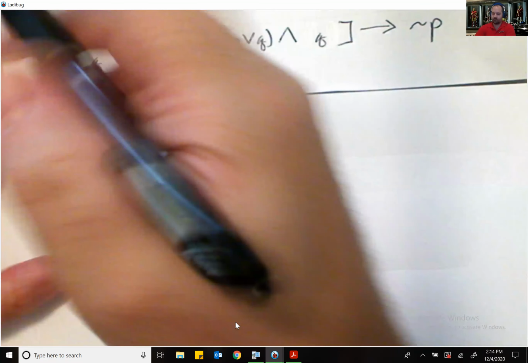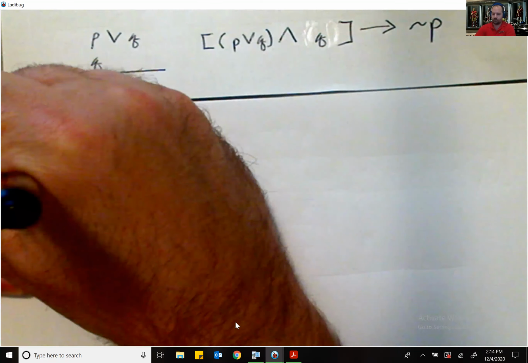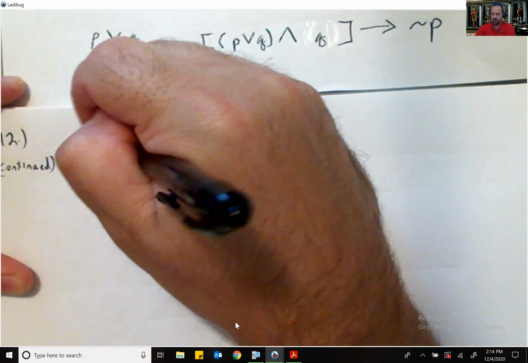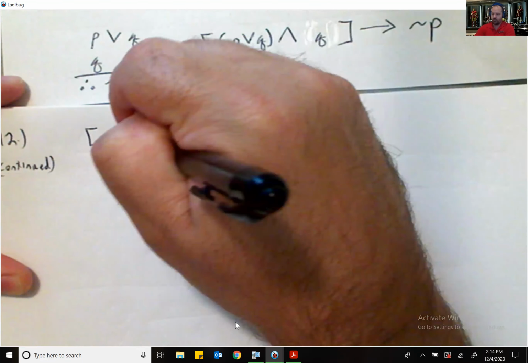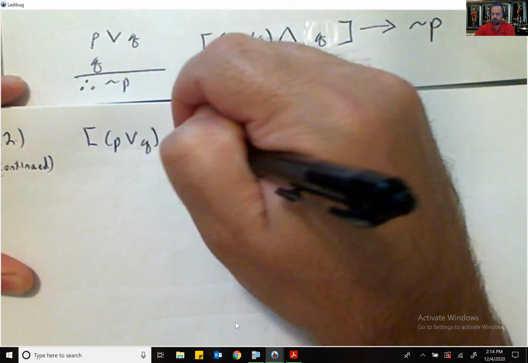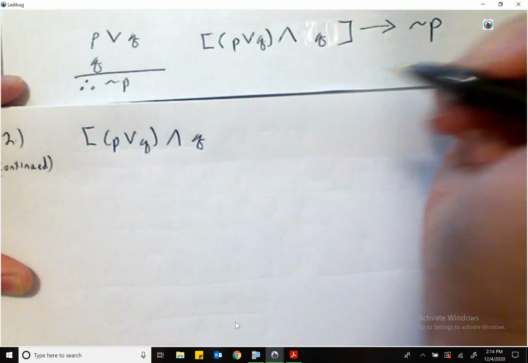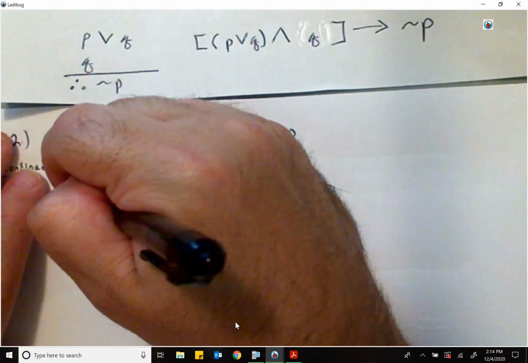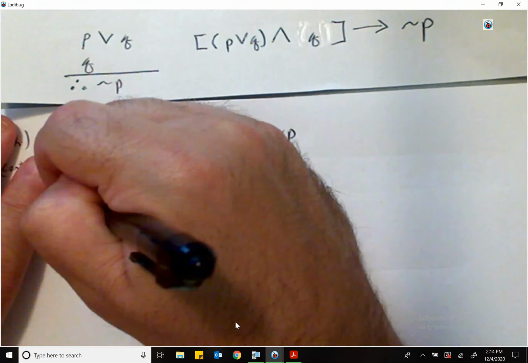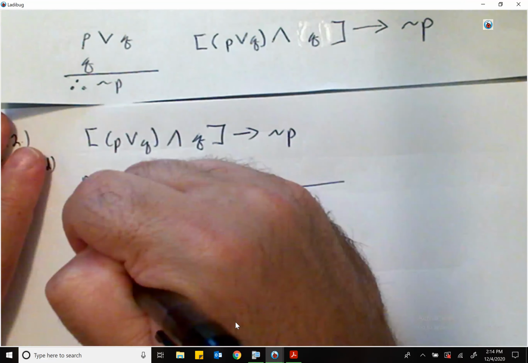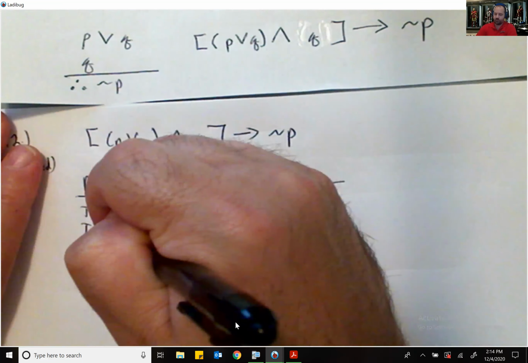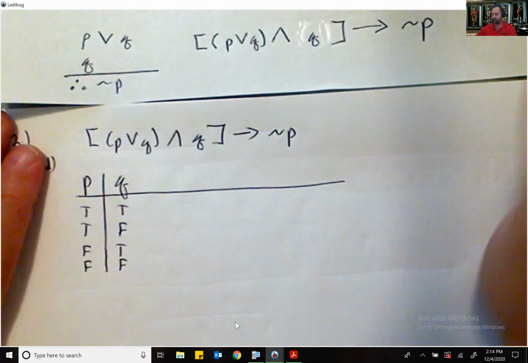Okay, so let me rewrite our statement. P, Q, Q, therefore not P. All right. So P, Q: true, true, false, false, true, false, true, false. This will be the last truth table.